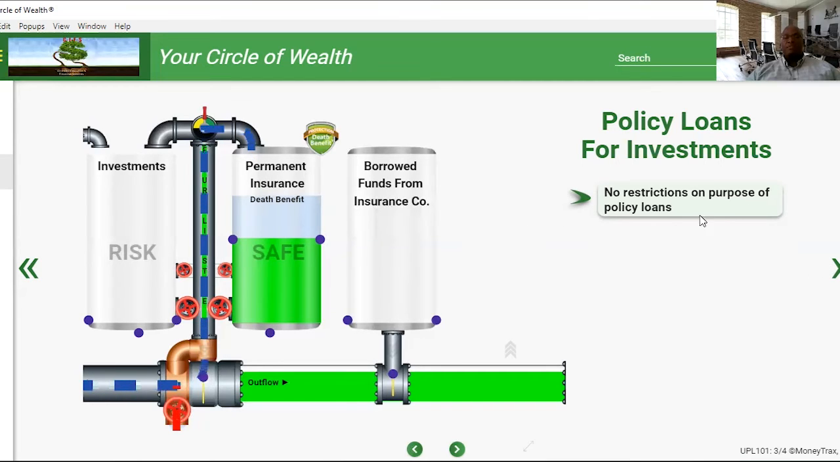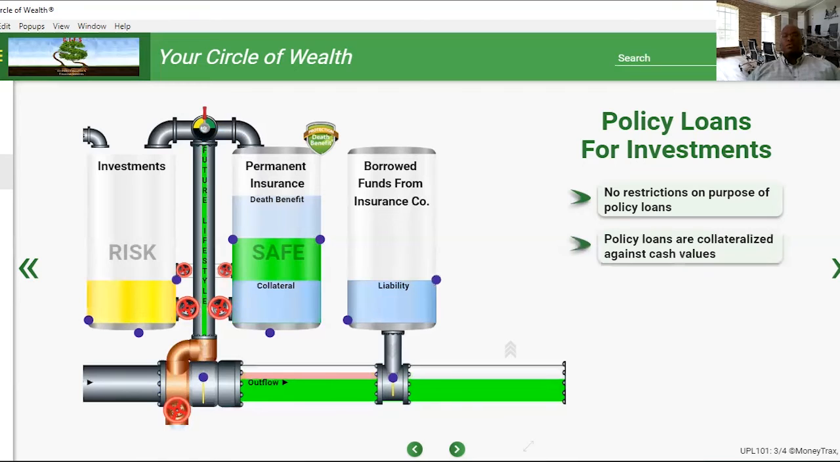So, no restrictions on the purpose of the policy loans. We say investment, but this could have been to go buy a capital purchase. Either way, we're going to roll it into investments. So your policy loans are collateralized against the cash value. Again, you're not borrowing your own money, you're borrowing funds from the insurance company, as shown here. You have a liability, so they hold a certain amount of collateral. Notice the blue there, right? So the difference between the collateral they hold and the top of the tank is access to cash that you still have. You've now borrowed that money and gone over here to the investments and made some investments.